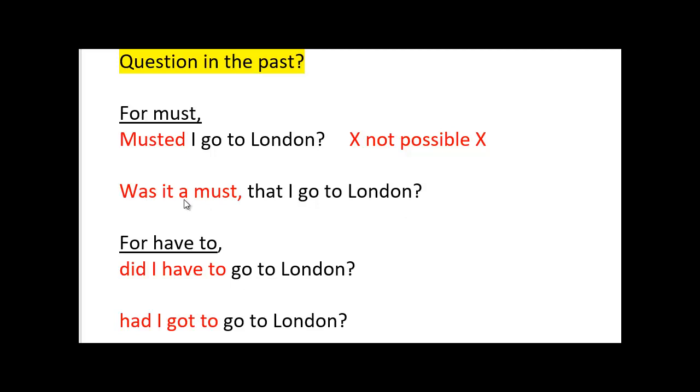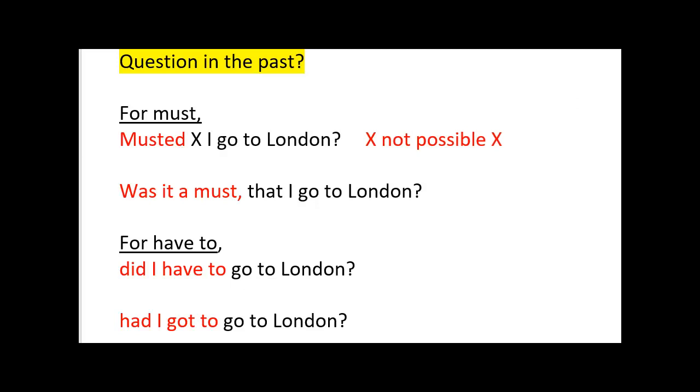Okay, we're using "was" here, right? Instead of "musted" for the past, it's "must". There's nothing called "musted". That's wrong. You can't say that. So don't forget that is wrong, guys, please.